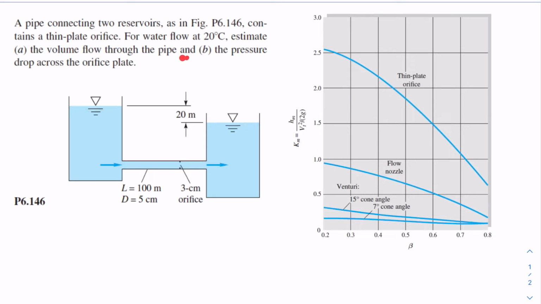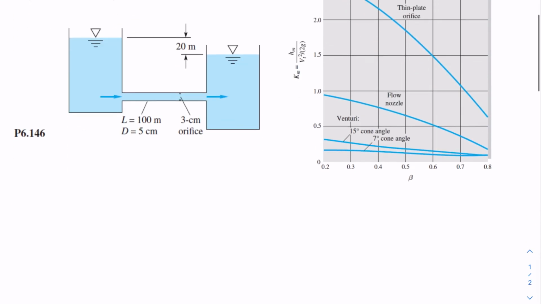So the first thing is we want to estimate the flow rate, and we are also given this chart which gives the non-recoverable pressure loss coefficient for orifice plate. Because here we have an orifice, we'll need to use this curve. So let's see how to solve this problem.